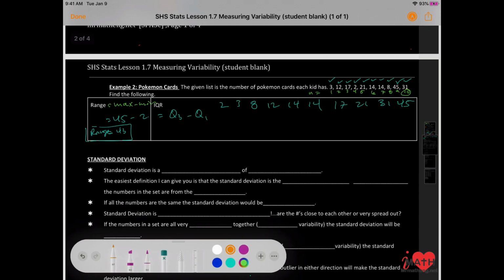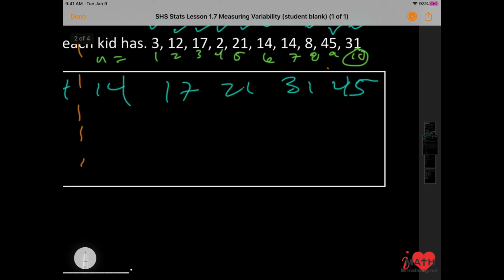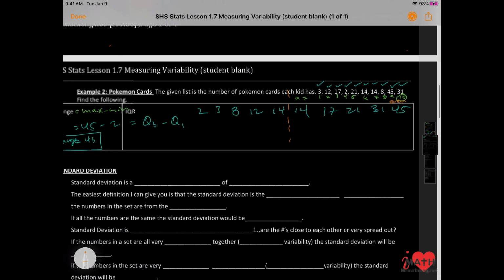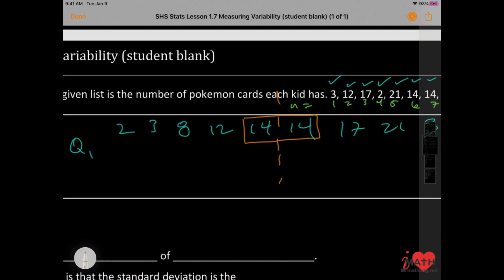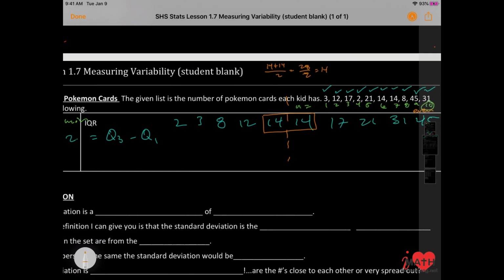Okay. IQR. That'll be Q3 minus Q1. All right, so there are 10 numbers, so I need to have 5. 1, 2, 3, 4, 5. So you'll notice that there are 5 numbers to the left of this orange line and 5 numbers to the right. Now, because this is an even count, you're going to have to find the average of these two numbers. What is the average? Hopefully you can do it in your head, but you realize that it's just 14. The median is 14.